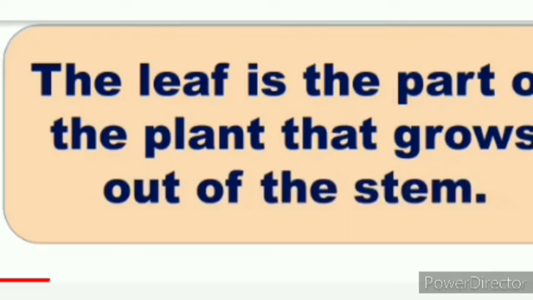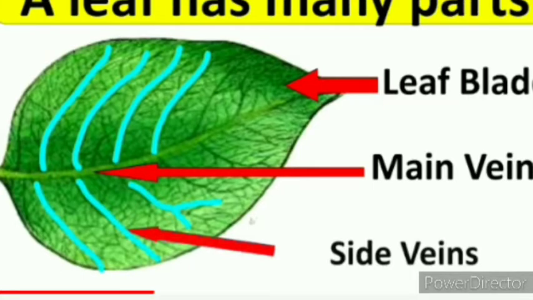Leaves are attached to the stem. Leaves are the main part of the stem. The flat green surface of the leaf is called the leaf blade, and the main middle vein is called the main vein, and the other veins that arise from the middle vein are called side veins. So these are the main parts of a leaf.